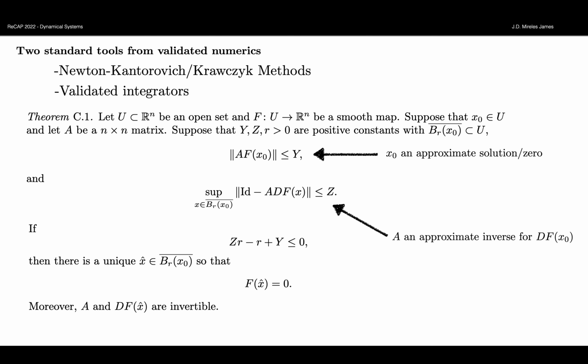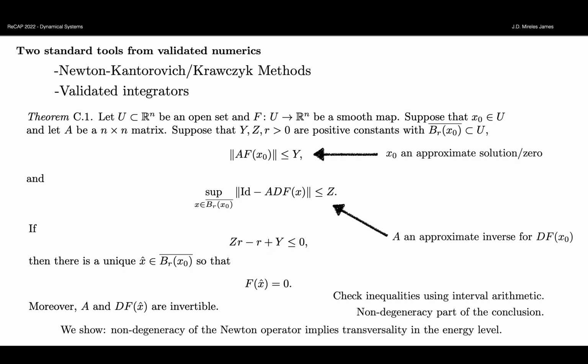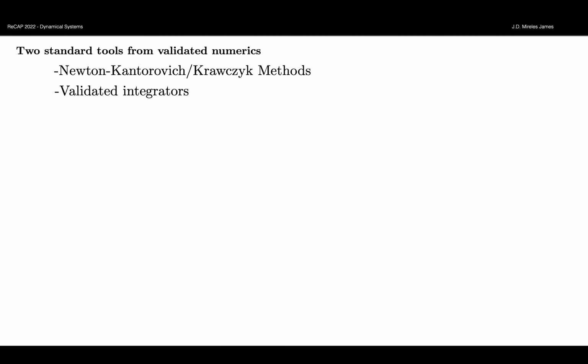Okay. Very standard stuff for just finite dimensional maps. So everything can be checked using interval arithmetic, and non-degeneracy is part of the conclusion. But then we prove a nice theorem that says non-degeneracy of the Newton operator implies transversality in the energy level, so we actually get transversality for our intersections of our collision manifolds. Okay, the other thing we need to use to do this, we have to evaluate these flow maps and their derivatives, even the derivative with respect to the parameter alpha.